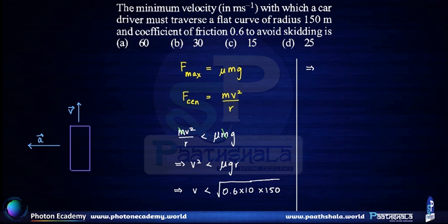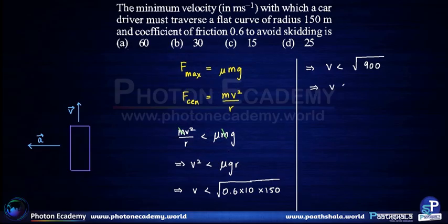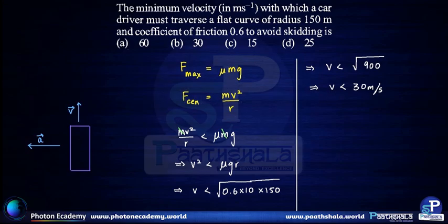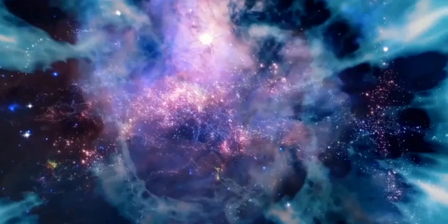Therefore, velocity must be less than the square root of 6 into 150, which is 900, or velocity must be less than 30 meter per second. So we have the maximum velocity to be equal to 30 meter per second. The minimum velocity is asked in the question, but that is likely a typo since there is no limit on the minimum velocity. So we can go with option B to be our answer.